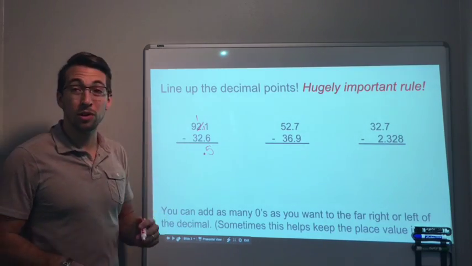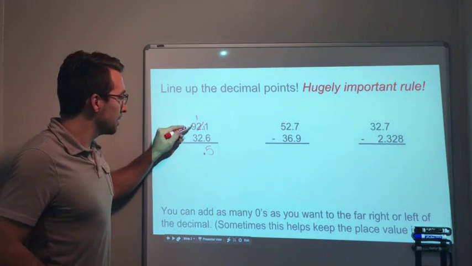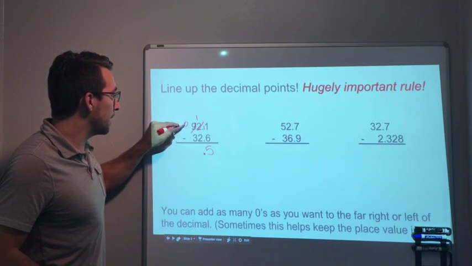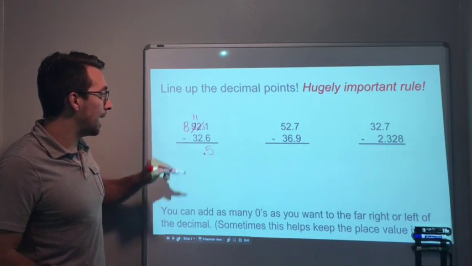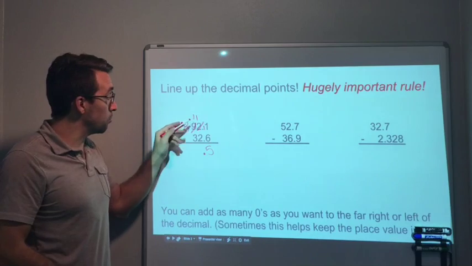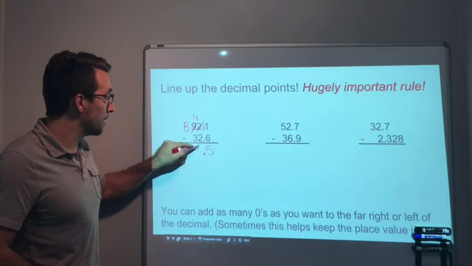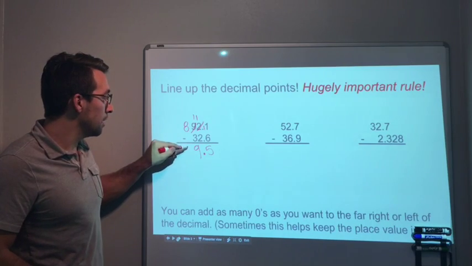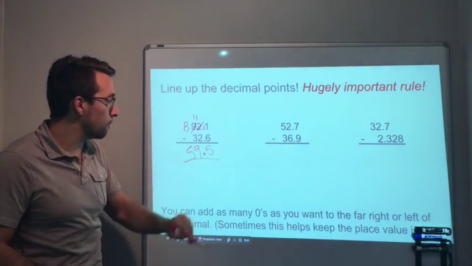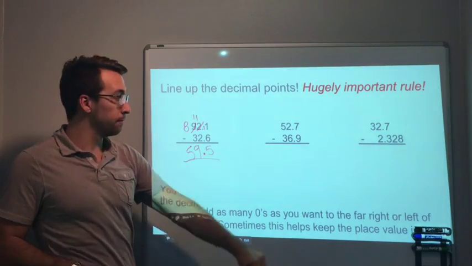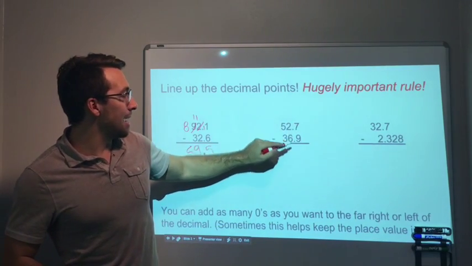1 minus 2, what do we do? We can't. So let's borrow from the 9. That leaves us with 8. And we'll add a 10 to this 1. 11 minus 2, that's 9. 8 minus 3 is 5. Our answer, 59.5.